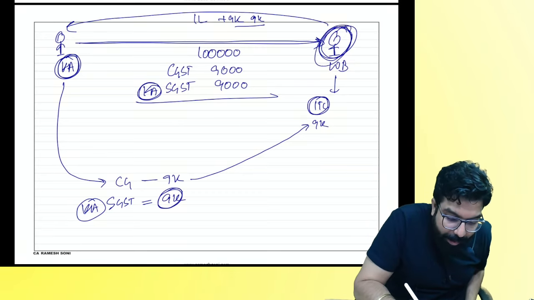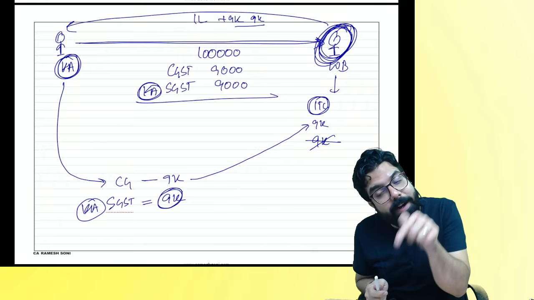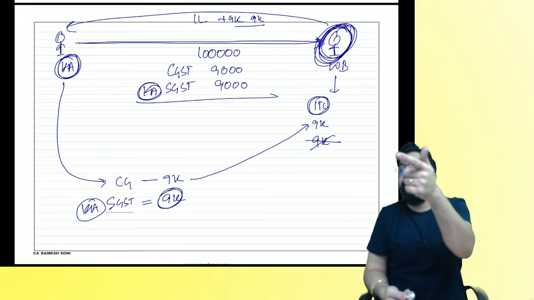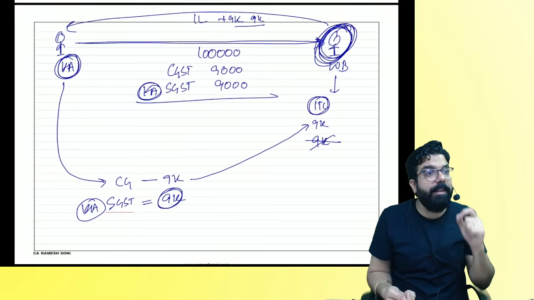And hence, if you are in West Bengal, you will not get 9,000 rupees credit. Whenever you don't get credit, it will become part of your cascading effect. Do you guys agree with me? And hence, government saw that this is a problem.